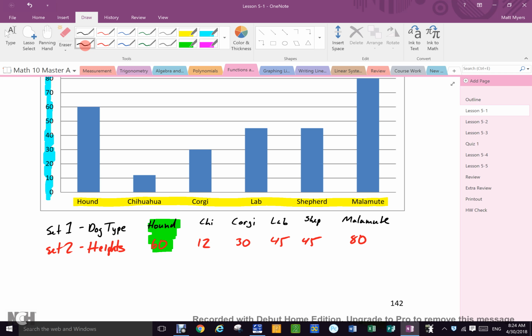In this room, are there any movie stars? No. So that's an empty set. Is movie stars an element? Are there movie stars in the world? Yes, but there are none in this room, so it is an empty set.